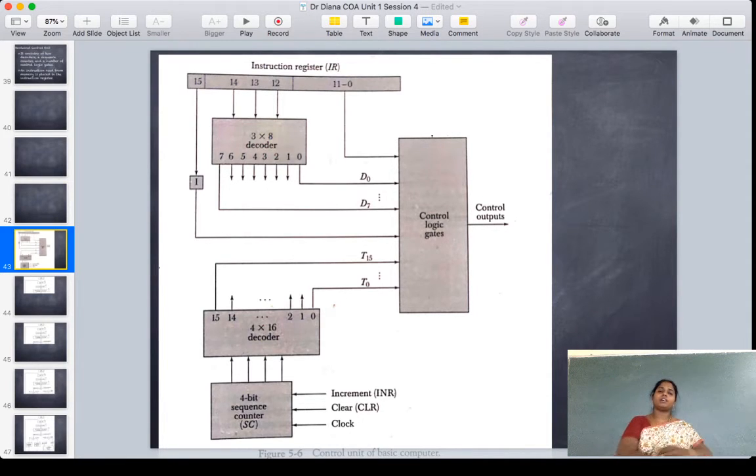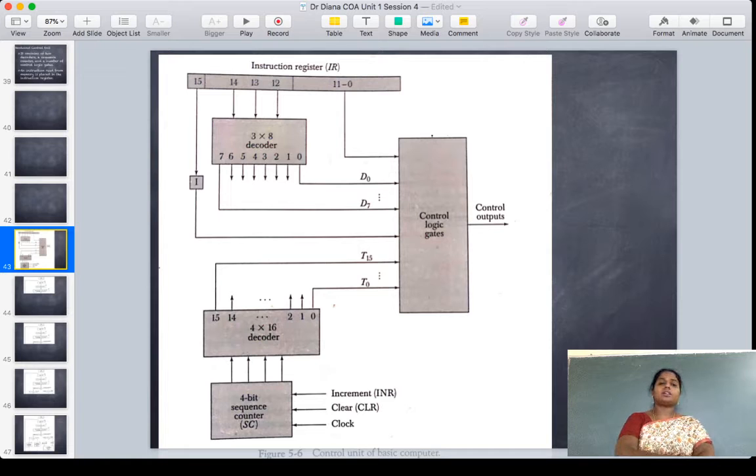In a hardwired control unit, these control outputs are generated using the hardware circuit. So we are not going to have any operating system or program that controls everything. We are going to have a hardware that is going to control other parts of the hardware of the computer. So that is called a hardwired control unit.